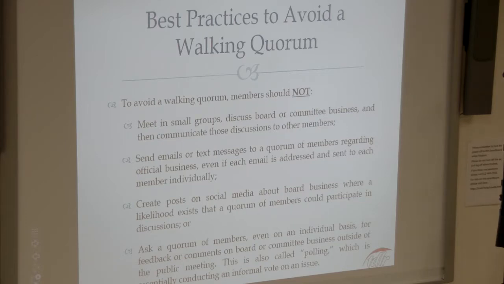And then polling, this is something else to avoid. It's kind of a variation of the walking quorum situation where one member would ask each member individually how they're going to vote on a particular matter. You don't have a quorum together at the same time, but that still is considered a violation of the Open Meetings Act.